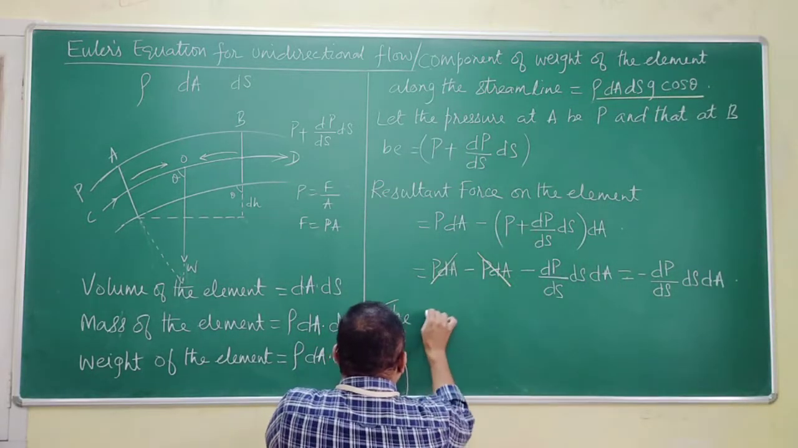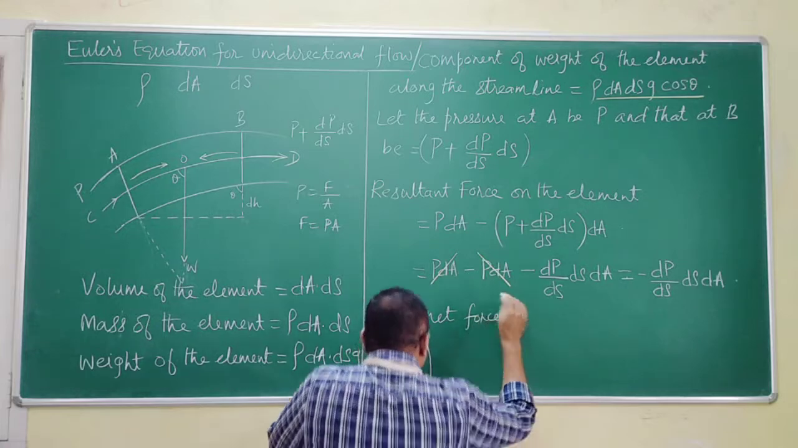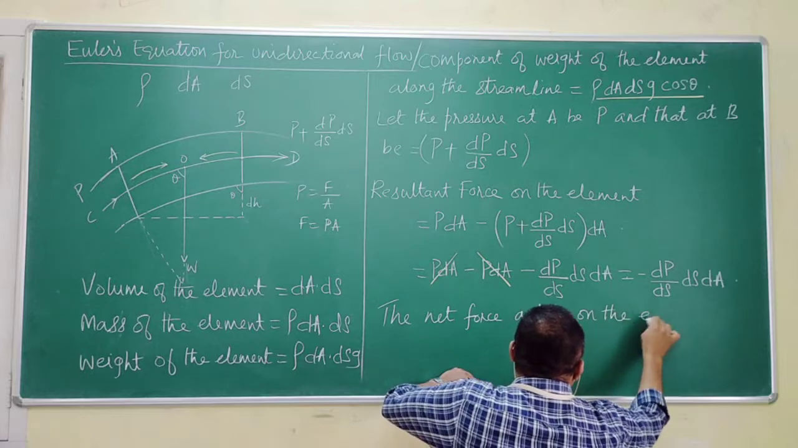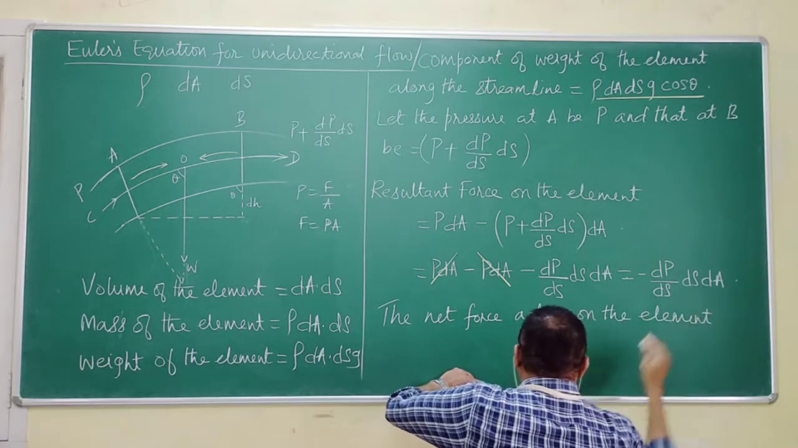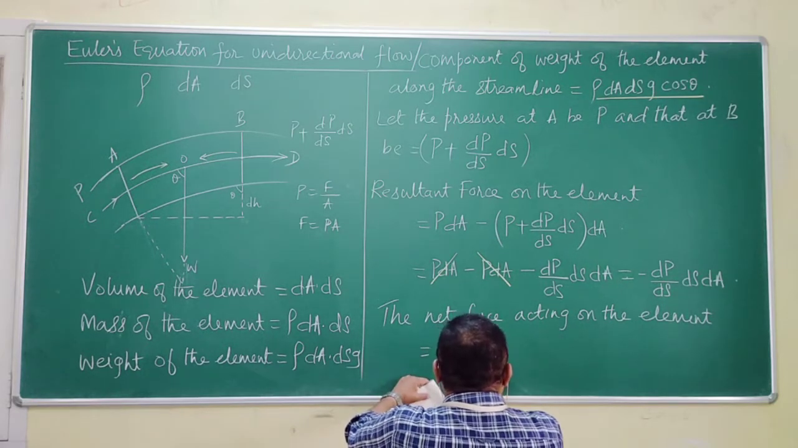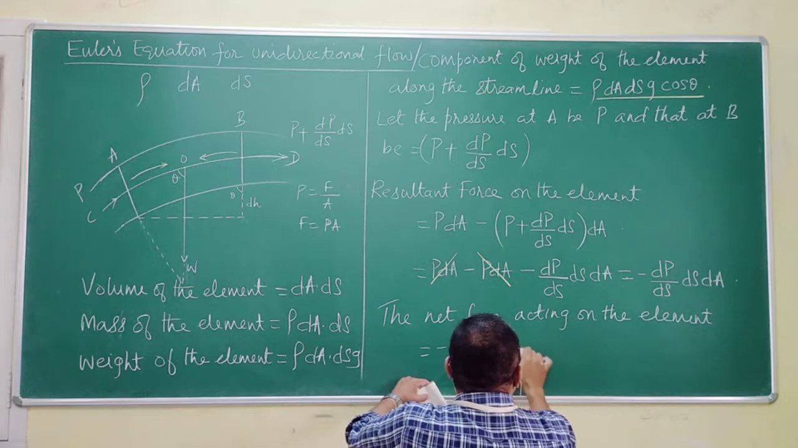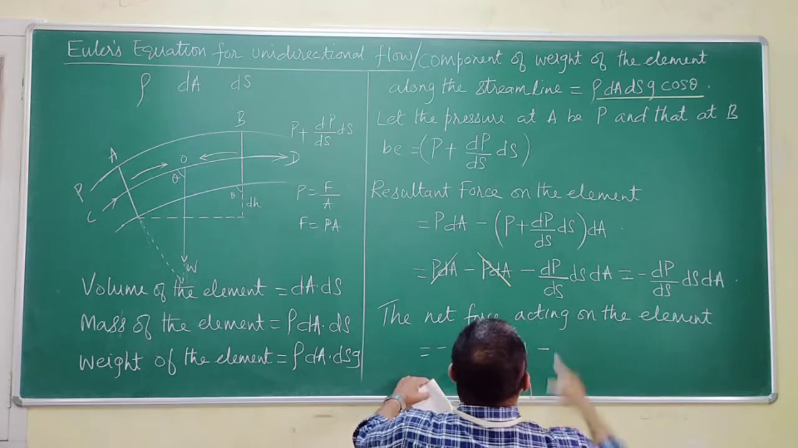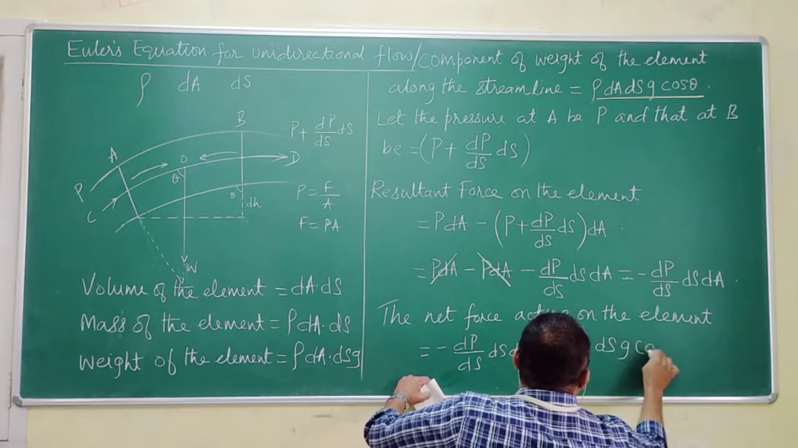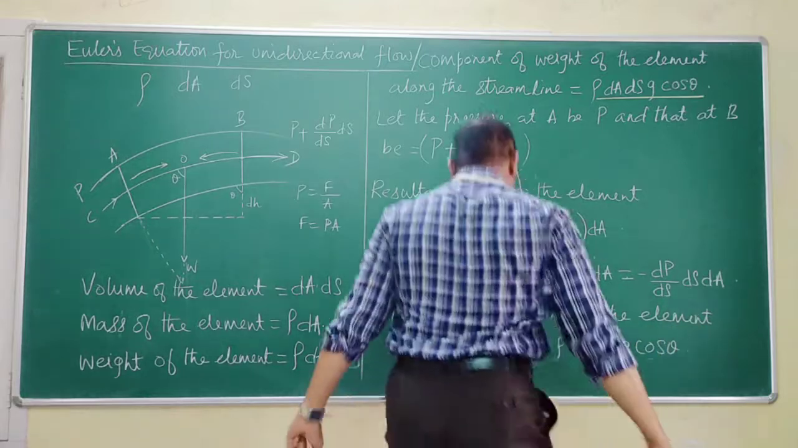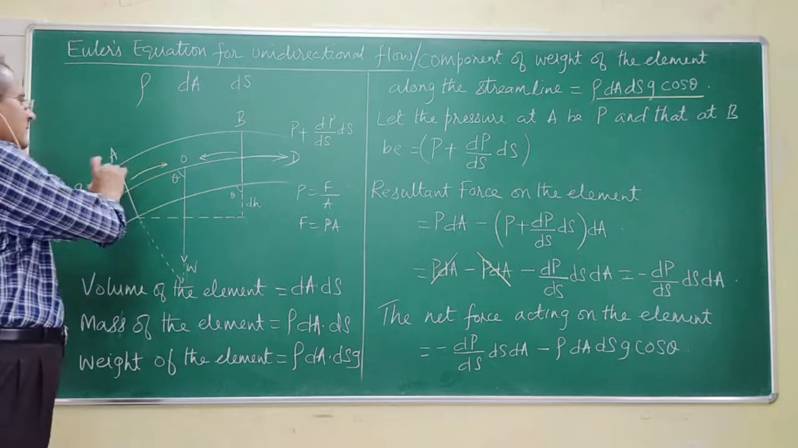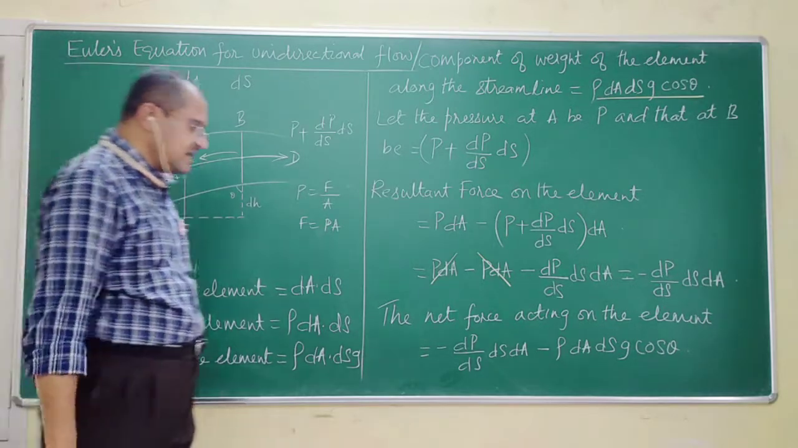The net force acting on the element. You need to subtract one from the other: minus dP by ds into ds into dA, minus rho dA ds g cos theta. I suppose you are able to follow what I am saying, sir. Why I am subtracting, I have told you why I am subtracting it.